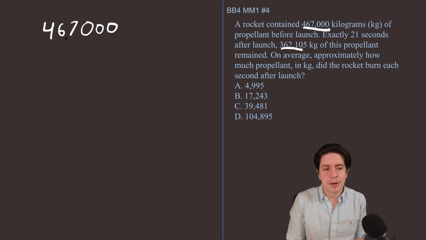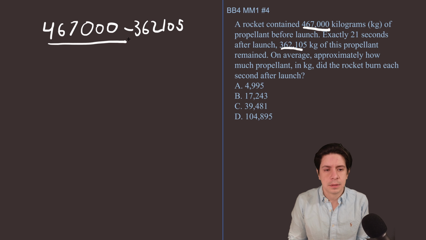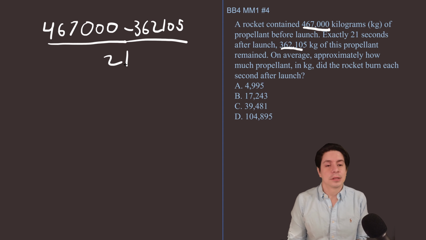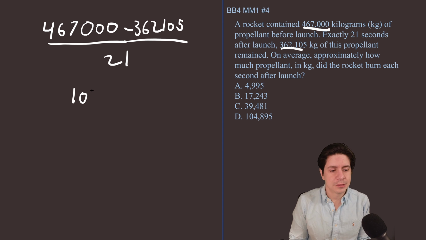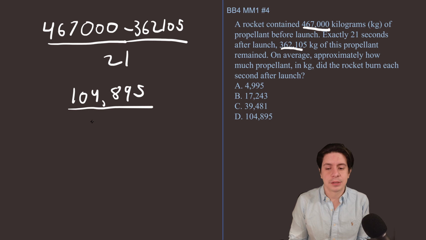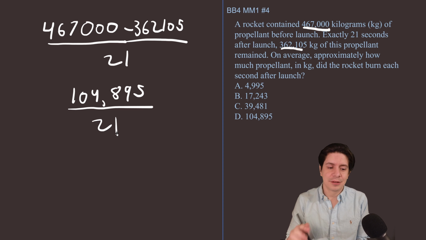467,000. I would normally not write the zeros, but because the other one has numbers, not just zeros, we need to write them, not just canceling out. So it's going to be this on top. And we're going to divide by 21. Now on top, it's going to become 104,895, and you divide that by 21. You could do this with the calculator with Desmos. Don't use a calculator now, just look at your answer choices. 100,000 divided by 20 is around 5,000. The only one that's around that is A.